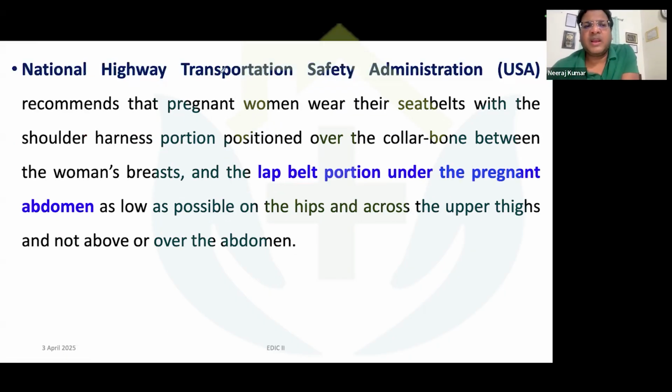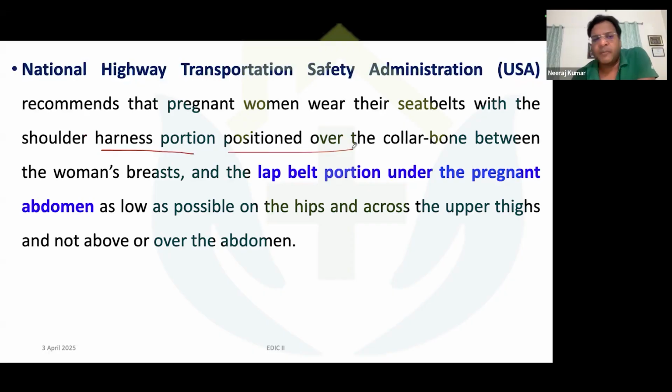Now coming to the next part, the National Highway Transport Safety Administration, USA, recommended that any pregnant woman wear their seat belts with the shoulder harness portion positioned over the collarbone between the woman's breasts, and the lap belt portion under the pregnant abdomen as low as possible. So the lap belt should be kept as low as possible on the hips across the upper thighs, not above the abdomen. Okay, so this is how the National Highway Transport Safety Administration advises applying seat belts.